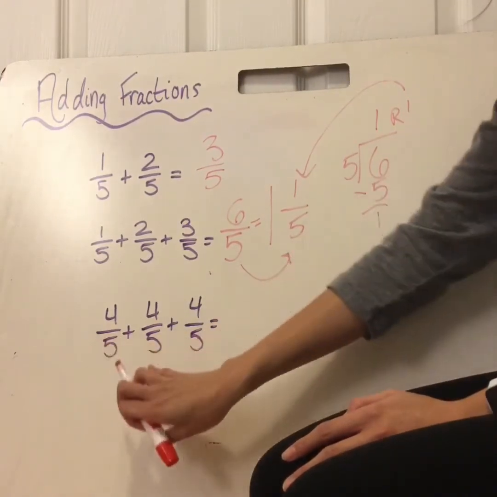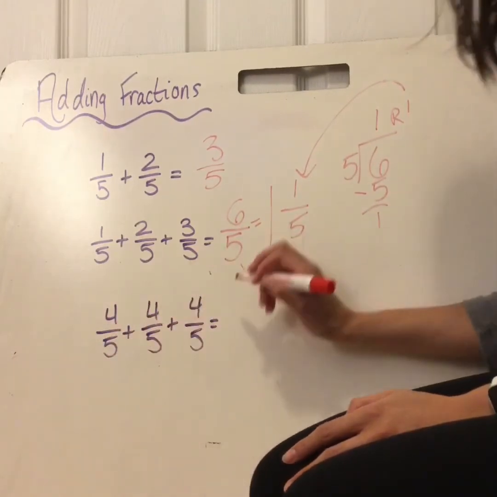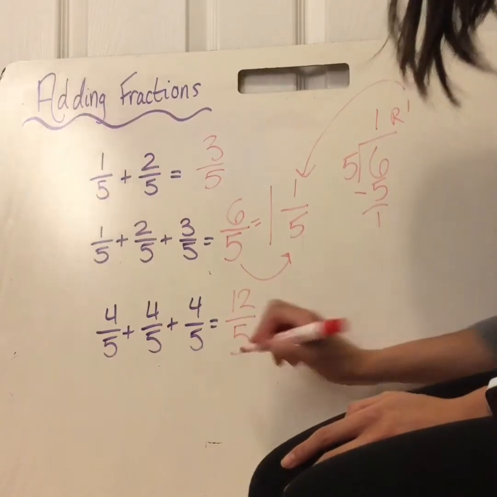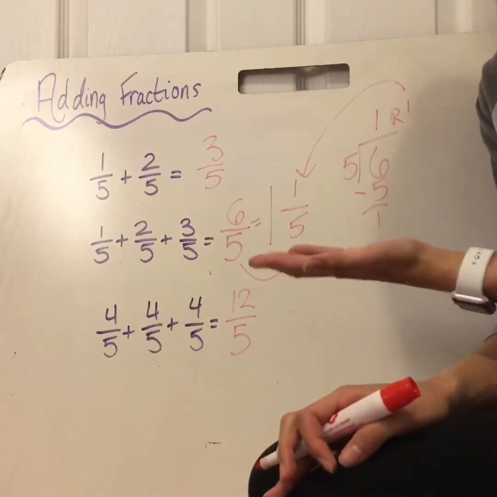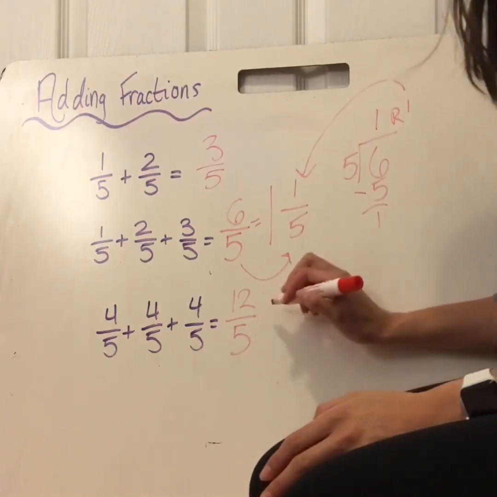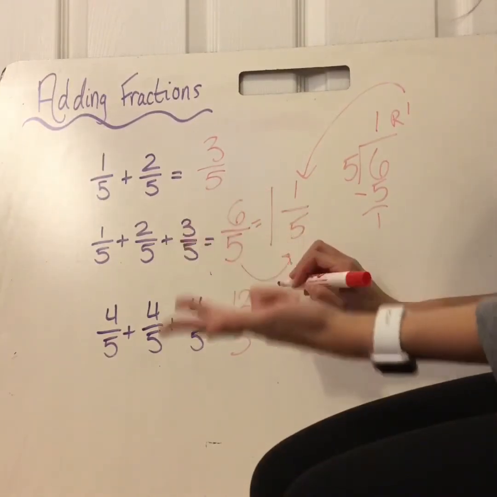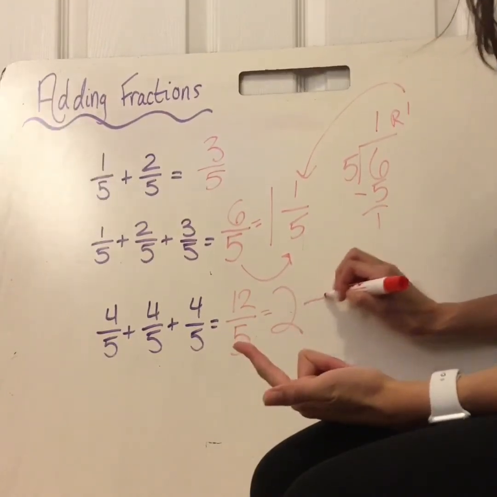Finally, we have 4/5 plus 4/5 plus 4/5. 4 plus 4 plus 4 is 12 over 5. Now this is an improper fraction. It clearly looks incorrect, and we need to make it a proper fraction by making a mixed number. So 5 goes into 12, 5, 10, 15. Oh, that's too big. So it's 2 whole times.